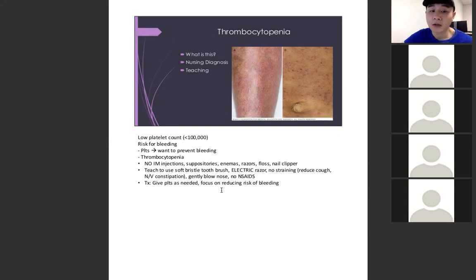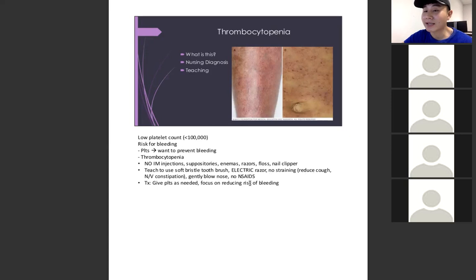thrombocytopenic. So we also need to increase fiber intake for them and tell them to drink a lot of water so that they won't have constipation, which can lead to straining. Okay. We need to also reduce cough, nausea, and vomiting, and constipation. Gently blow the nose, and no NSAIDs.